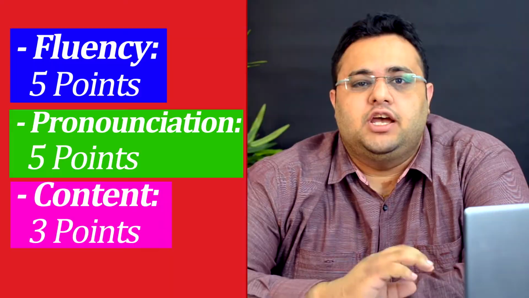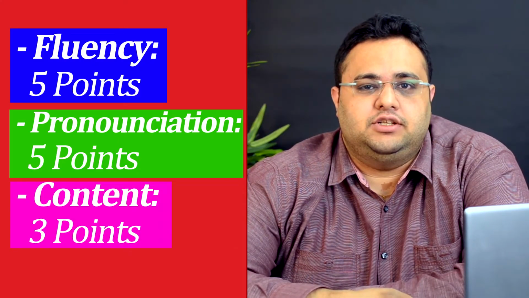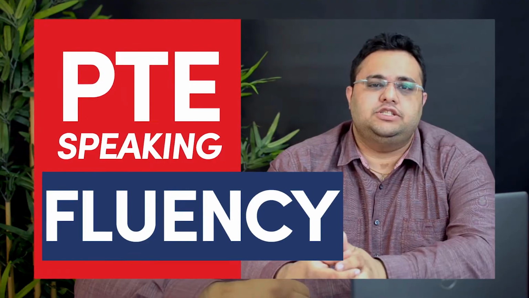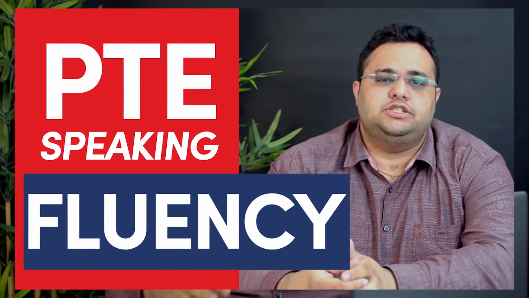So when it comes to the marking criteria of your repeat sentences, you get 5 points for your fluency, 5 points for your pronunciation, and 3 for your content. That's just an overview. Let me explain each of that in detail. See, 5 for fluency. What do I mean by fluency? It's done in another video, and we'll be sharing the link here. So you can click on the link, first understand the fluency part and then refer back to this video. Second part is your pronunciation.